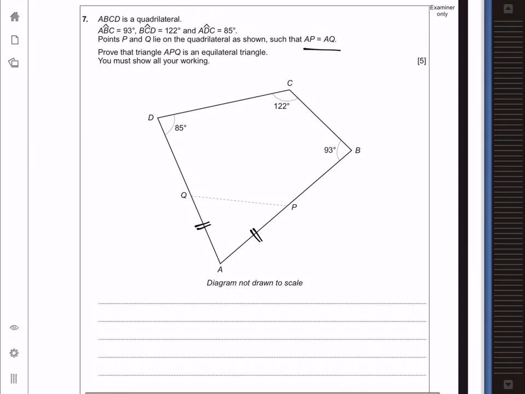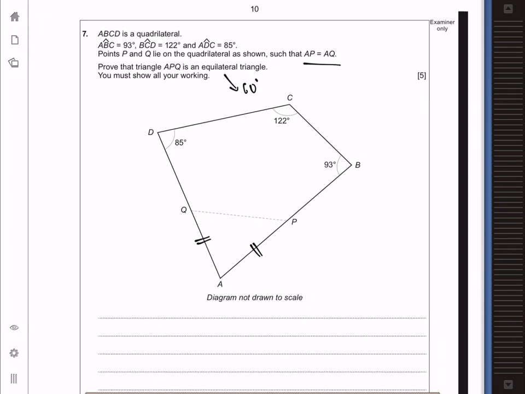So I'm going to mark those lines on the diagram just to show that they are equal lengths. Prove that triangle APQ is an equilateral triangle. Now, what does equilateral mean? Well, equilateral means equal lines, so all sides are the same, and also all the angles come to 60 degrees. And we've got to show our workings out.